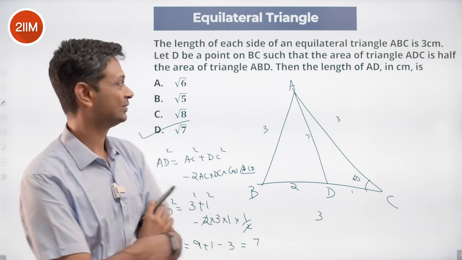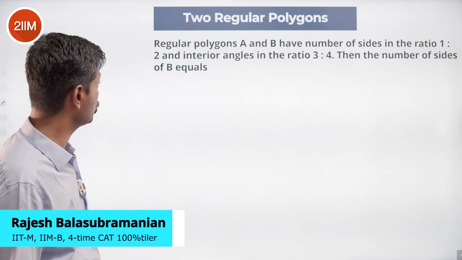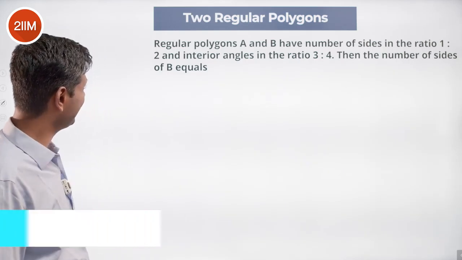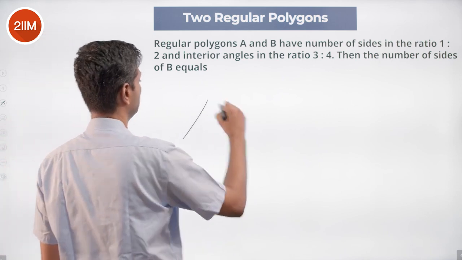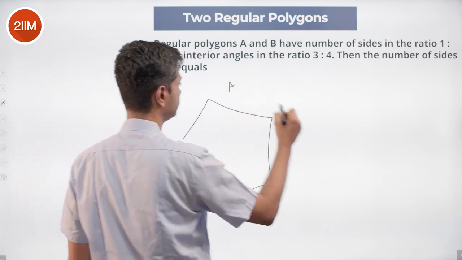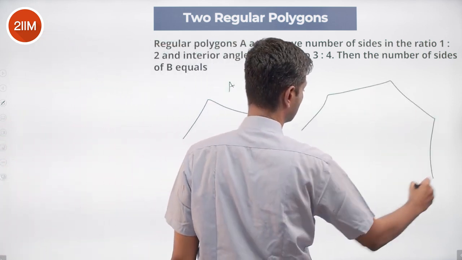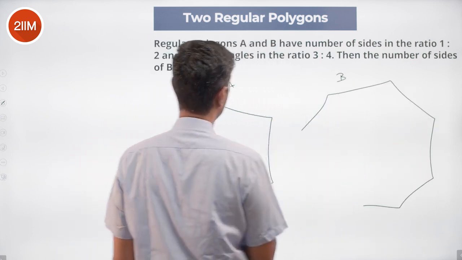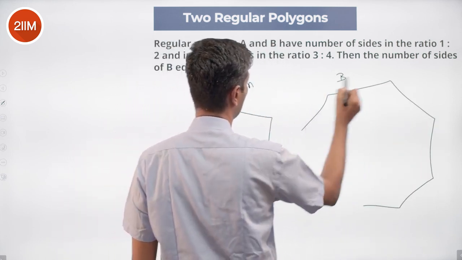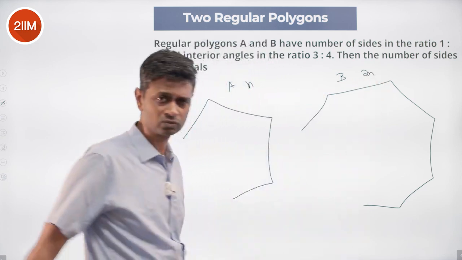Regular polygons A and B have sides in the ratio 1:2. Interior angles in the ratio 3:4. This is A. This is B. Let's say A has n sides. B will have 2n sides.